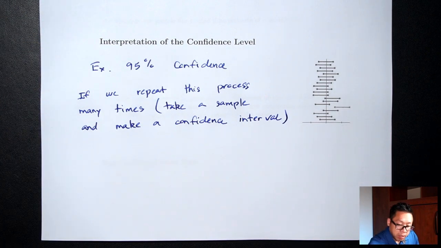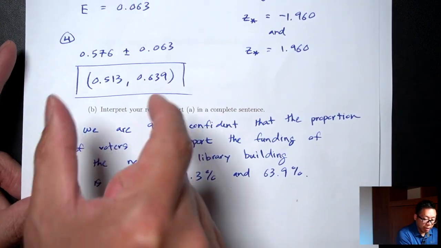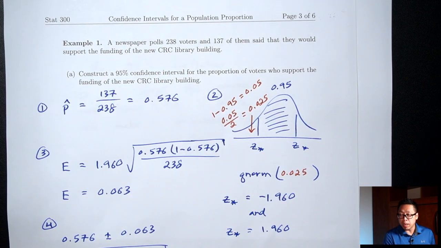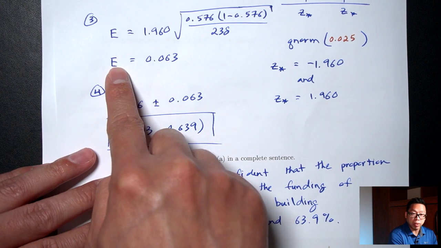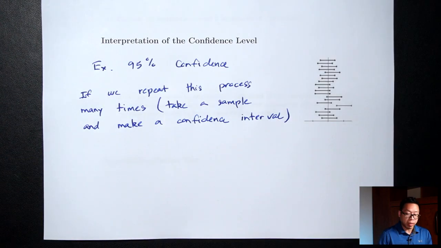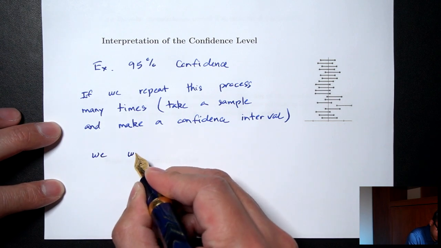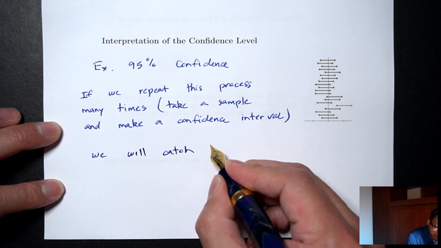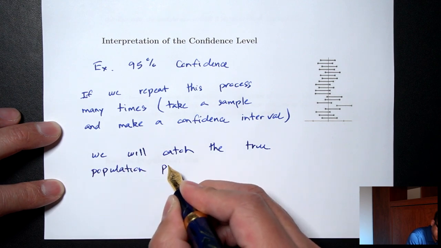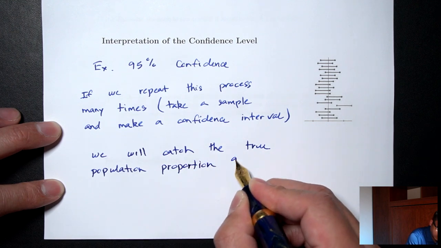To be more concrete about this, let's go back to example one. In example one, we went through the process and got a confidence interval. If I repeat this process again, in other words, I'll take another sample of 238 voters. In the new sample, there will probably be a different number of people that support the new CRC Library Building, which means I'll get a different p hat, a different margin of error, and a different confidence interval at the end. If I repeat this process many times, I'll get a whole bunch of different confidence intervals. 95% confidence is saying that 95% of those intervals will catch the true population proportion. In other words, we will catch the true population proportion 95% of the time.